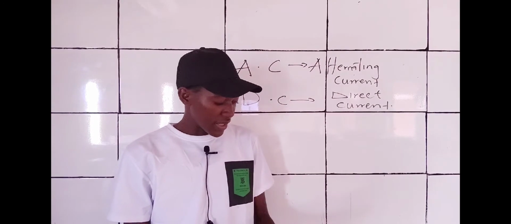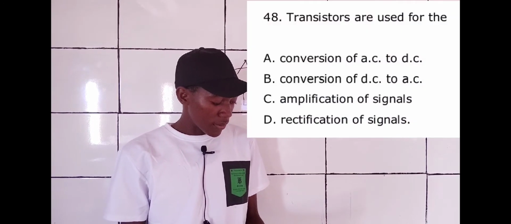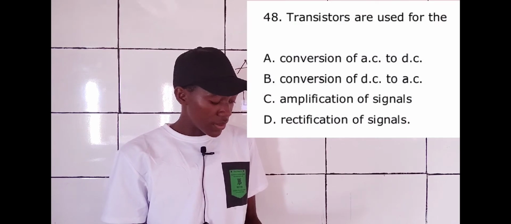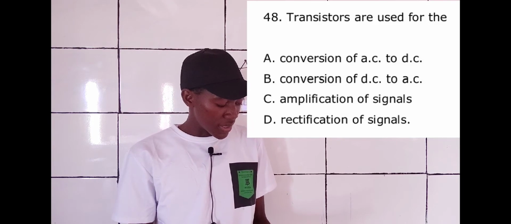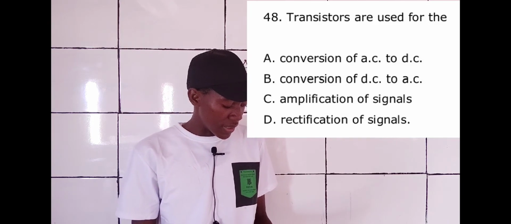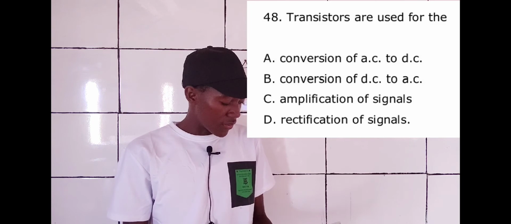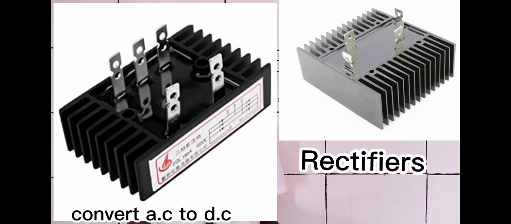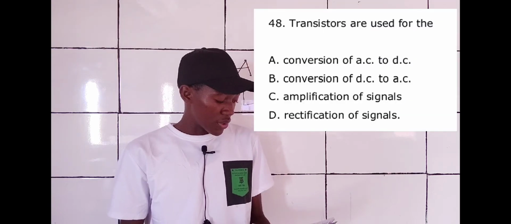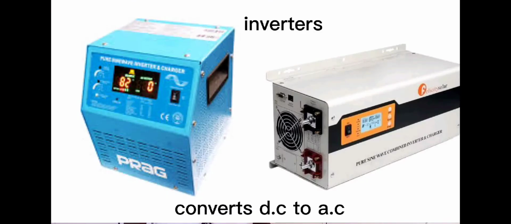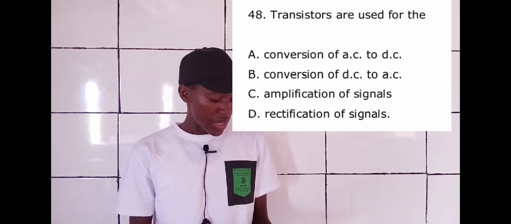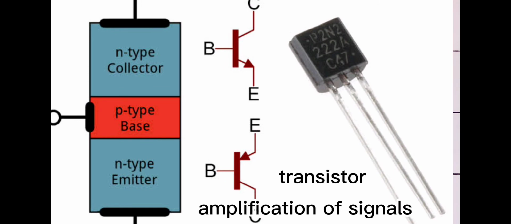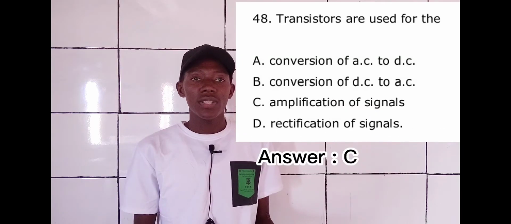Now question number 48. Transistors are used for the: A, conversion of AC to DC; B, conversion of DC to AC; C, amplification of signals; D, rectification of signals. Now option A, conversion of AC to DC, is actually done using a rectifier, and option B, conversion of DC to AC, is actually done using an inverter. And C, which is the right answer, transistors are used for the amplification of signals.